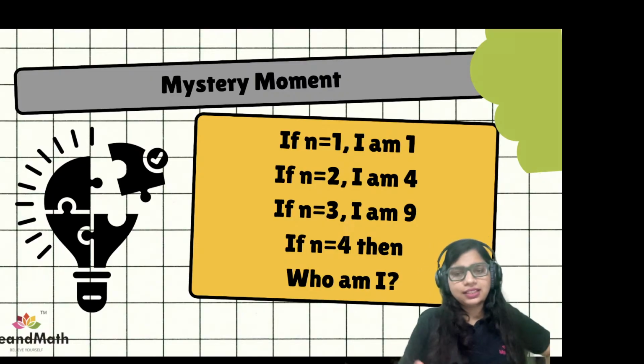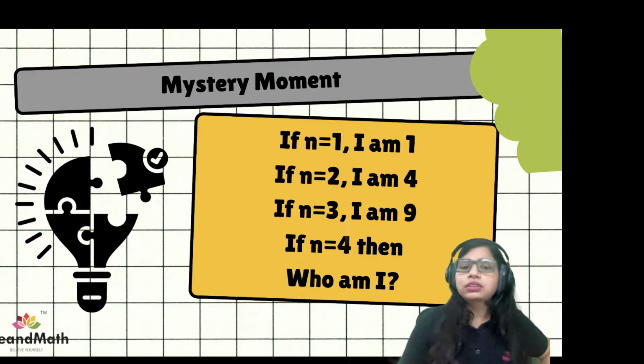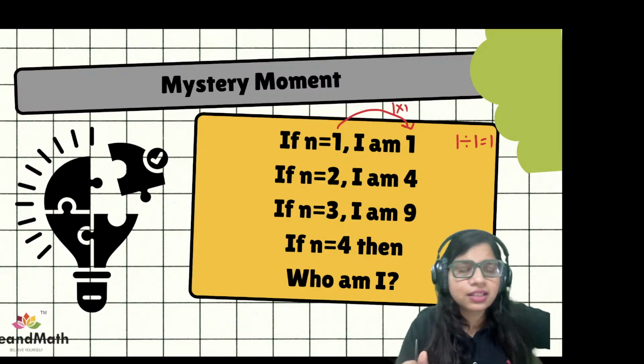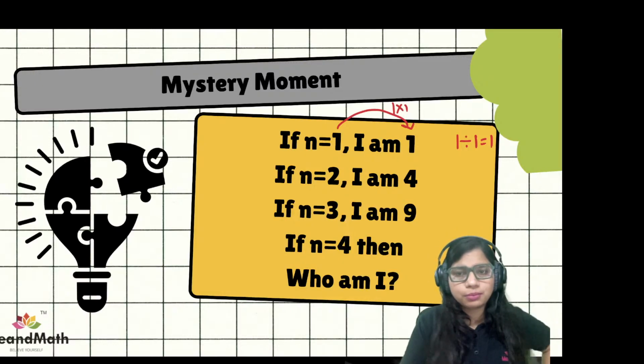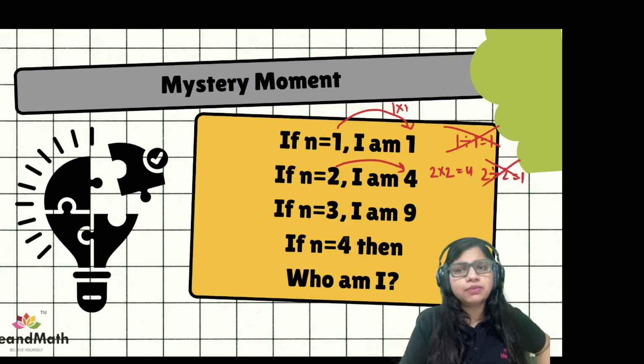Let's see. When n is 1, I am 1. When n is 2, I am 4. So when n is 1, I am 1. Is it 1 times 1 is 1? Or maybe 1 divided by 1 is also 1. So only these two operations are possible, either 1 times 1 or 1 divided by 1. When n is 2, I am 4. So 2 times 2 is 4 and 2 divided by 2 is 1. So technically division is not working, times is working.